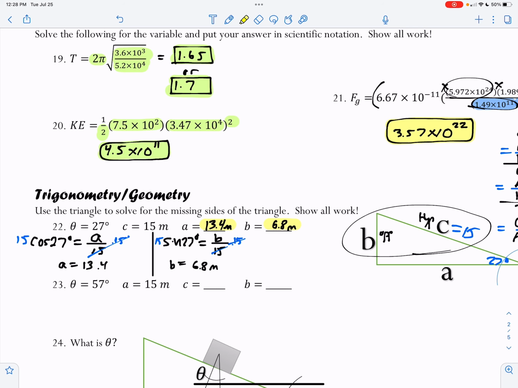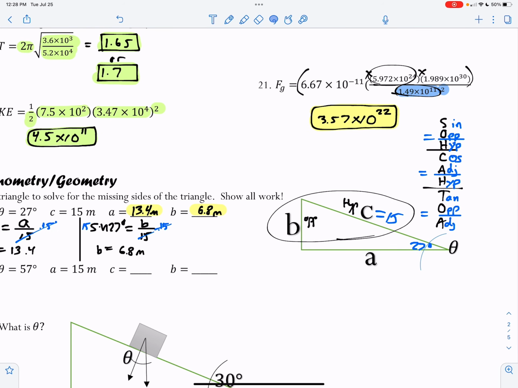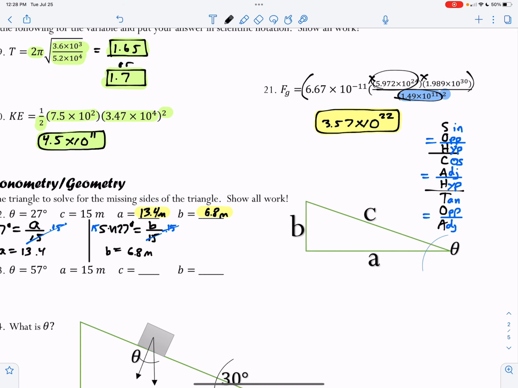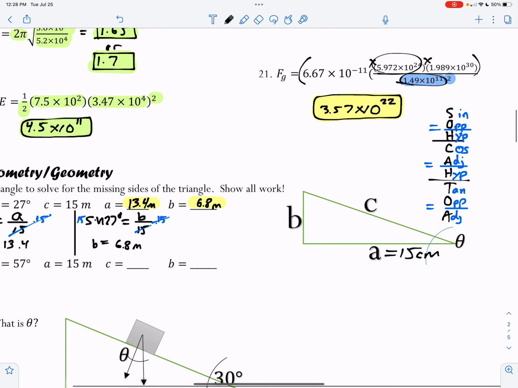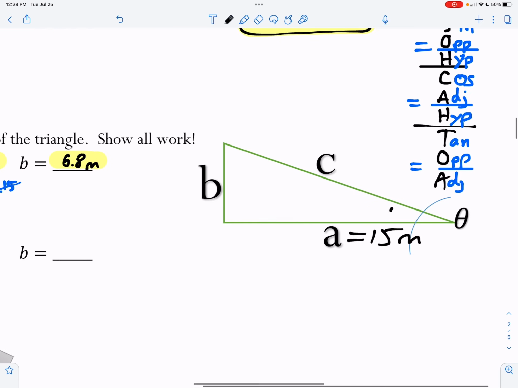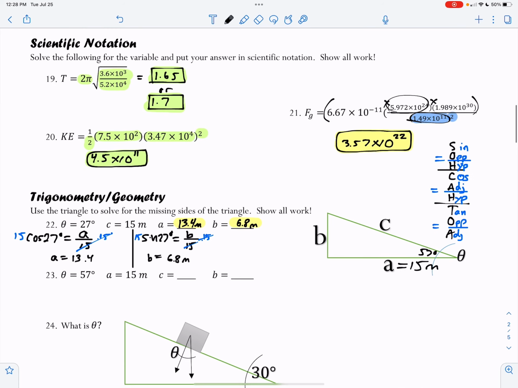Now for 23, we're really doing the same thing, we're just given different values. So let me just replace those values. We are given side A is 15, not meters, centimeters. And we're given an angle of 57 degrees right here. So we've got to find side C and side B.